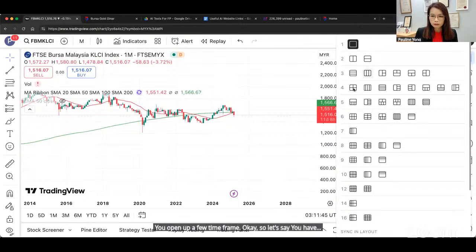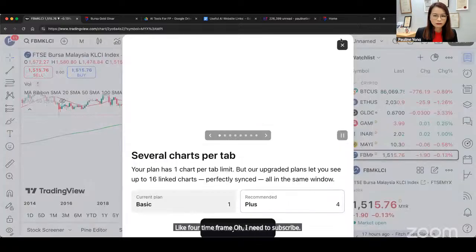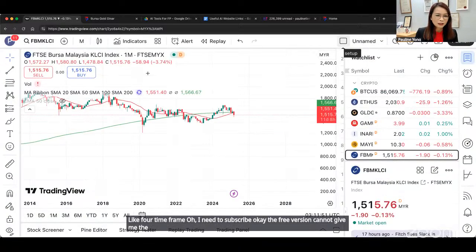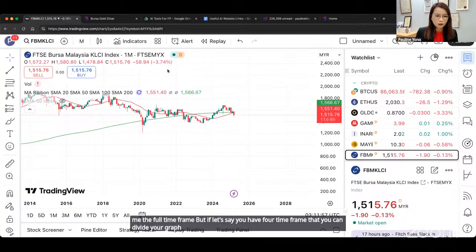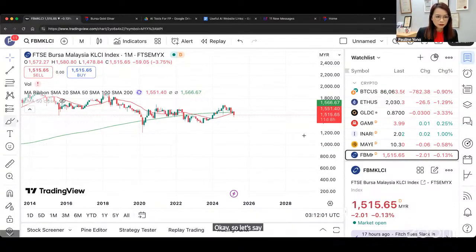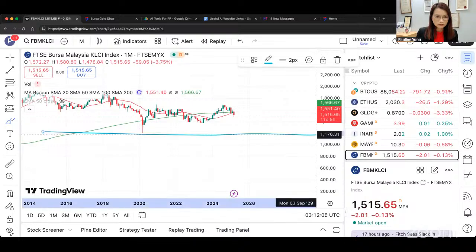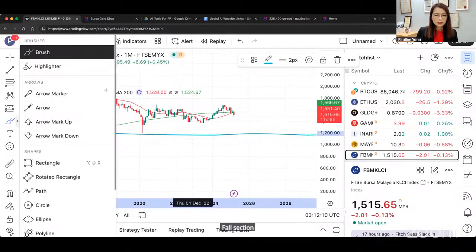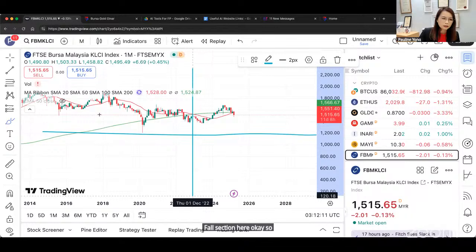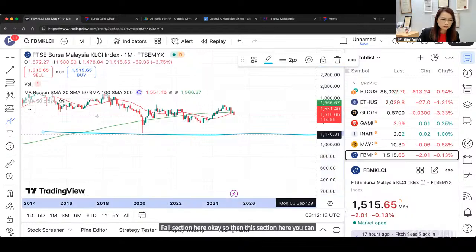Let's say you have like 4 time frames. Okay, the free version cannot give me the 4 time frames. But if you have 4 time frames, you can divide your graph into 4 sections. Then in this section here, you can put a daily time frame.